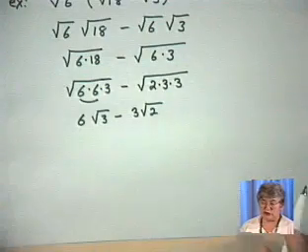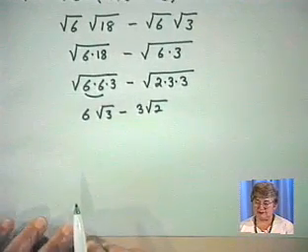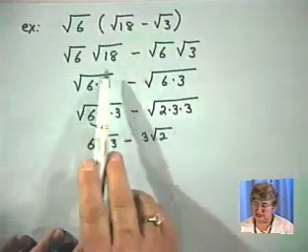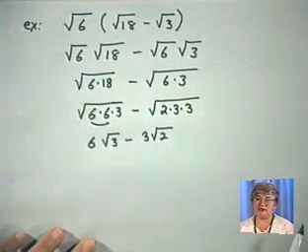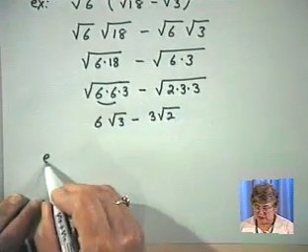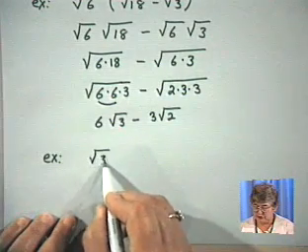The square root of 3 and the square root of 2, they're not like terms, and so that's as far as we can go with that simplification. So if we multiply a monomial times a binomial, just use the distributive property and simplify the radicals. What happens if we multiply a binomial times a binomial? For example, suppose we have the square root.